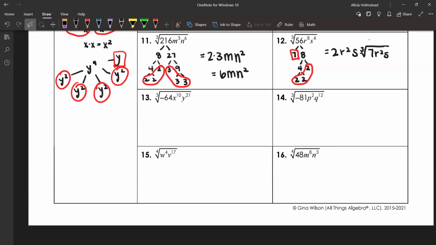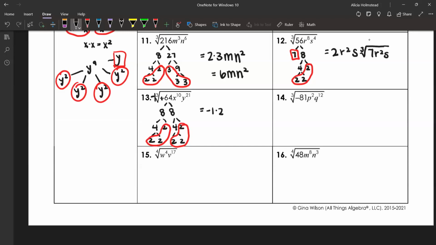Next one is negative 64. Well, we're going to go ahead and move that negative on the outside. And then do the factor tree for 64, which is 8 and 8. 4 and 2. 2 and 2. The index is 3, so we're looking for groups of 3 things. Looks like that one's gonna simplify nice as far as the numbers go. So we'll bring that negative 1 from earlier.